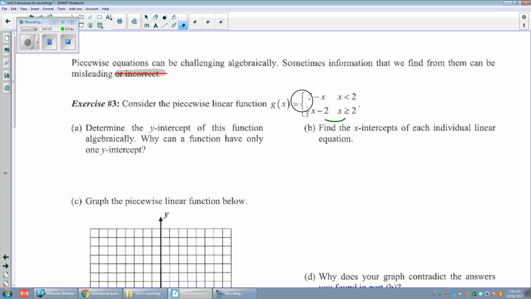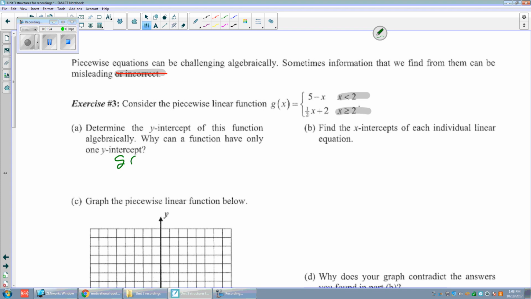So you have to know the conditions. This is the conditional statement: if and only if x is less than 2. This is the other conditional statement: if and only if x is greater than or equal to 2. Determine the y-intercept of this function algebraically.